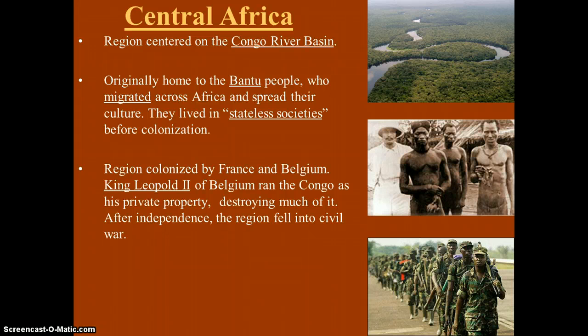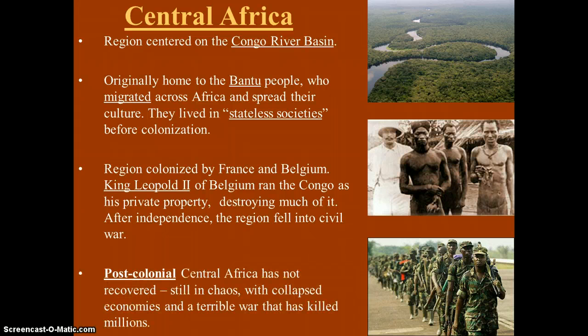After independence, the region fell into civil war. Post-colonial Central Africa has not recovered. It's still in chaos with the collapse of economies and a terrible war that has killed millions. They're still fighting.